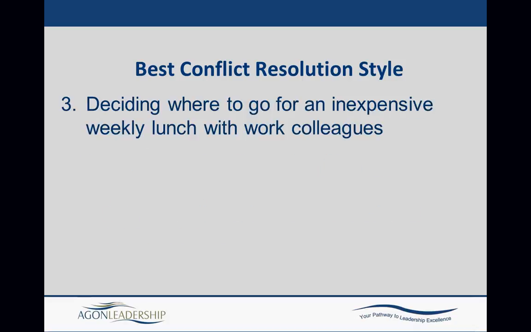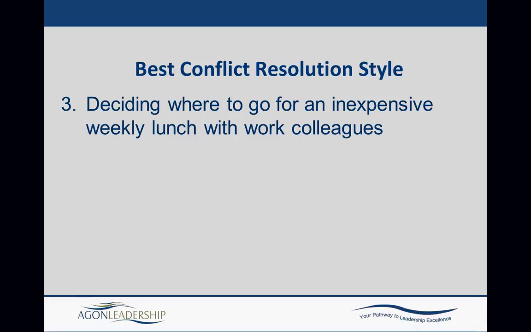The third situation is deciding where to go for an inexpensive weekly lunch with work colleagues. Say that some of you at work go out every Wednesday for lunch, and you've agreed that the lunch bill is not going to be more than $7. We have to pick a place that's economical. And as you're walking out the door to the parking lot, oh, where are we going today? And everybody's, oh, good question, don't know, where are we going? Well, indecision can lead to using up an awful lot of your lunchtime. You don't want to do that.